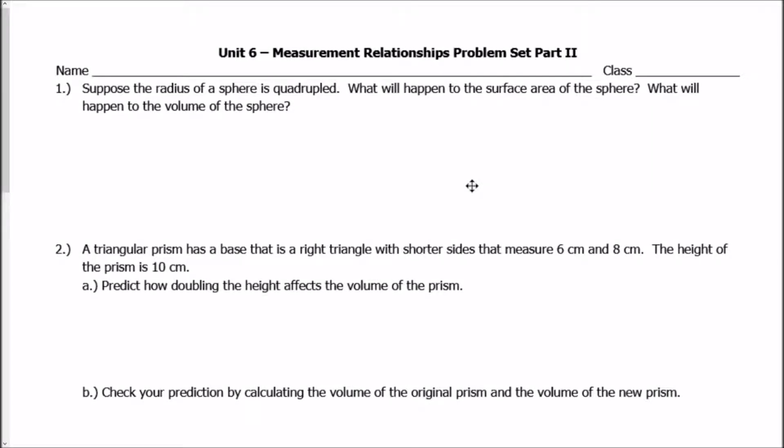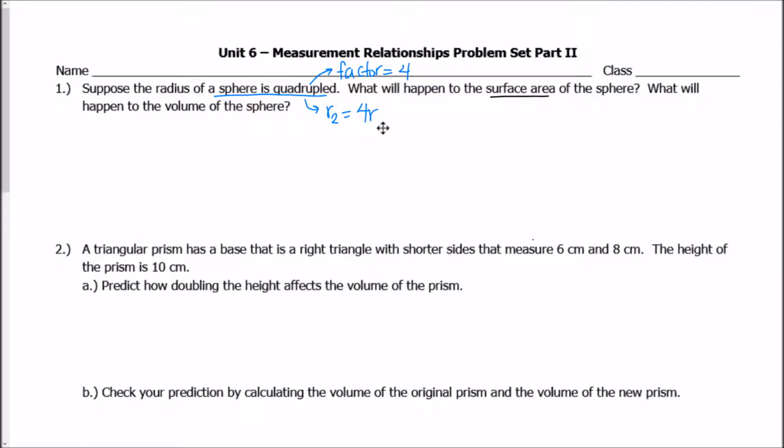Right. Question number one here. This video is an explanation for question number one. So it says, suppose the radius of a sphere is quadrupled, which means that the factor is 4 times larger. So that means that our new radius is 4 times as large as our original radius, or that our factor is equal to 4.